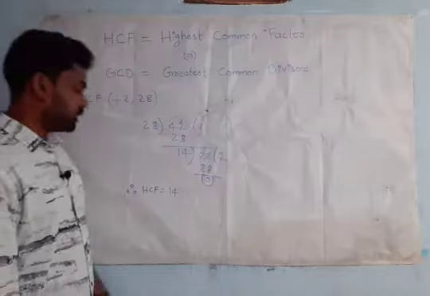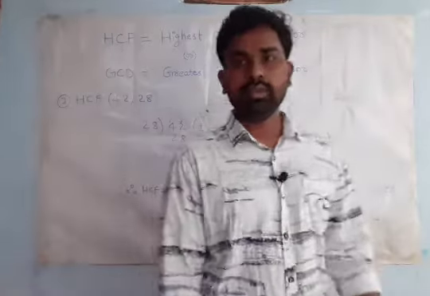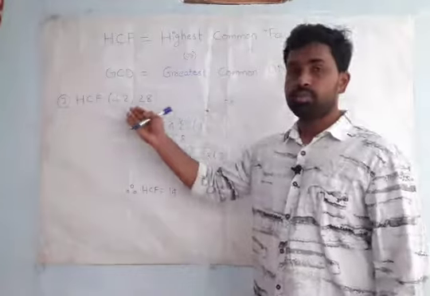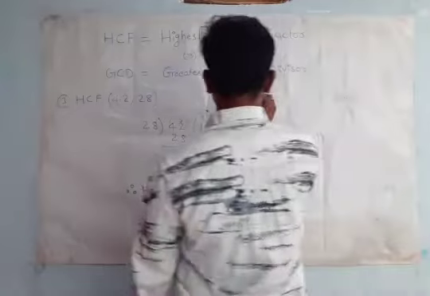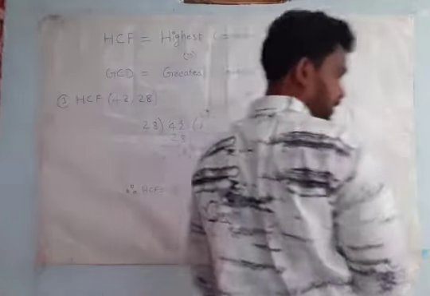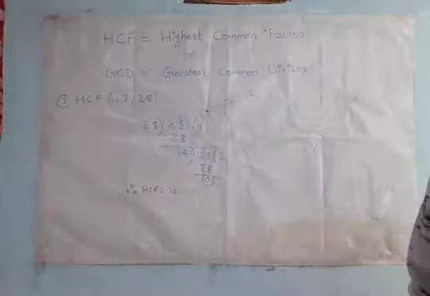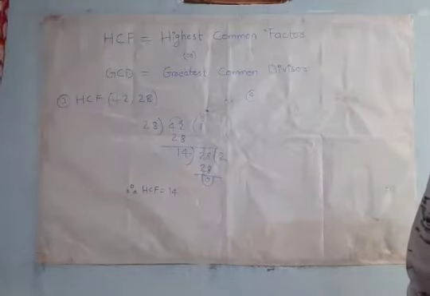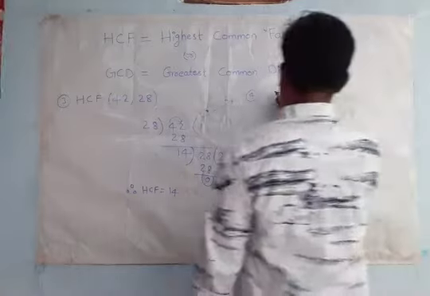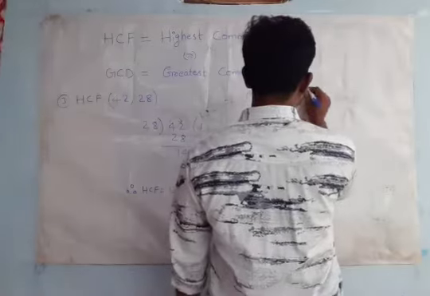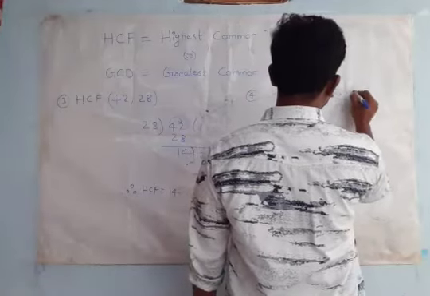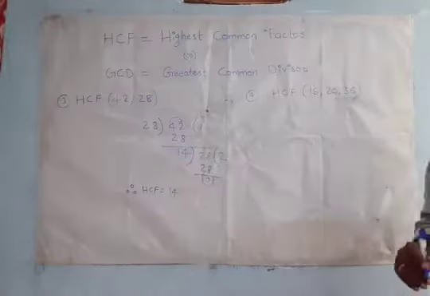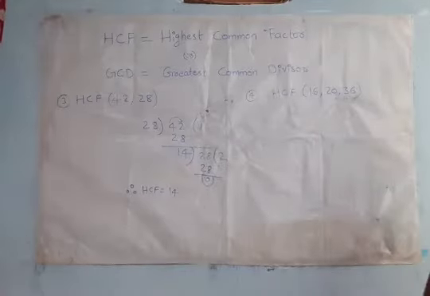Suppose in an examination, sometimes they will give three or four numbers to find the HCF. For example, let us take the HCF of 16, 20, 36. Find the HCF of these 3 numbers. How do we find it?